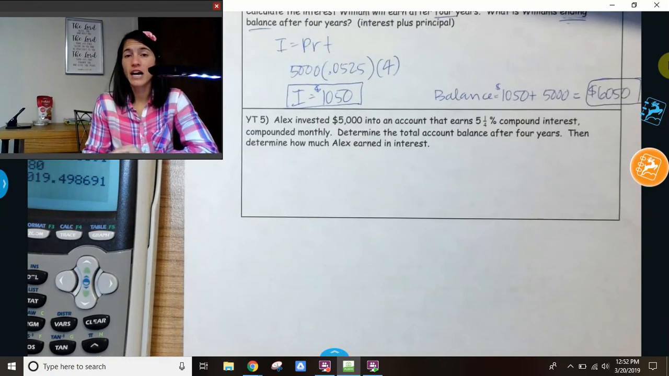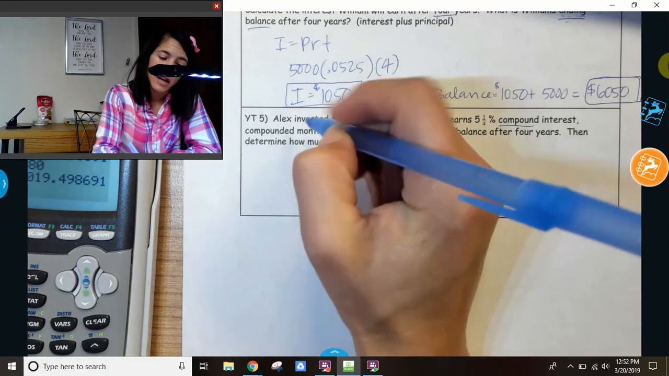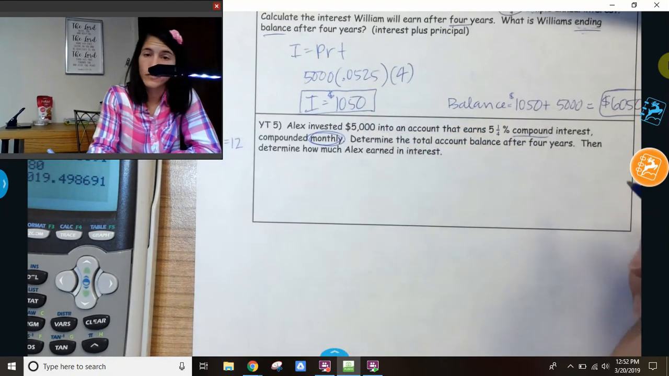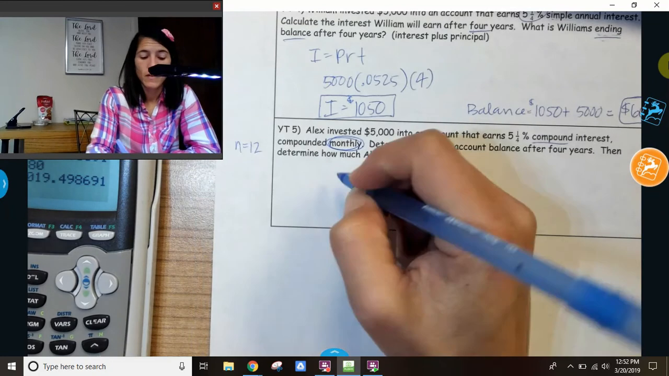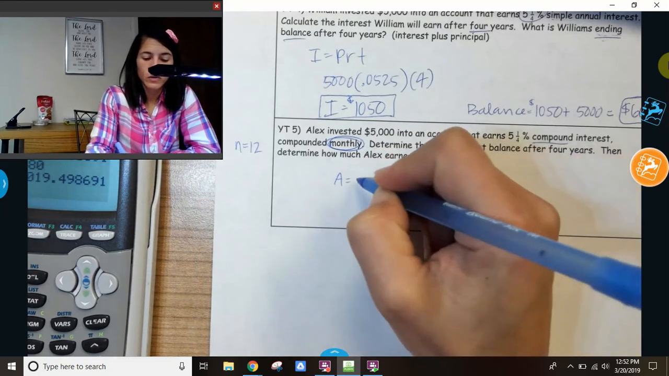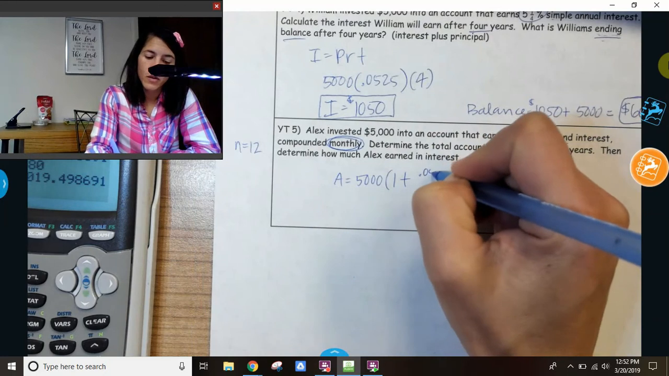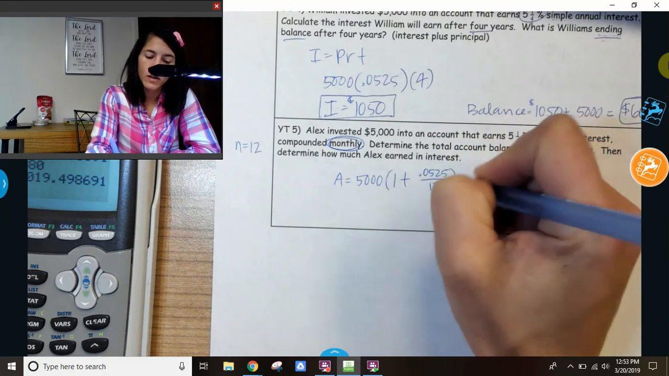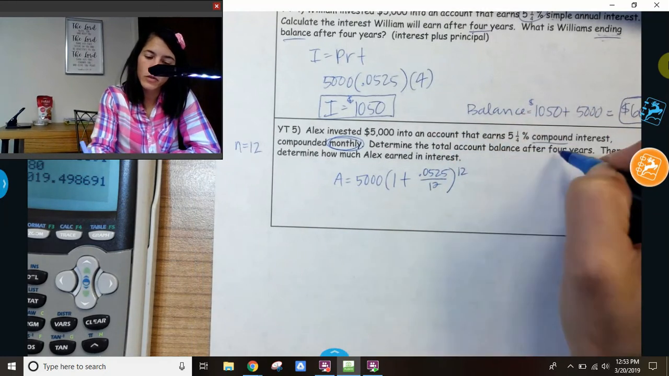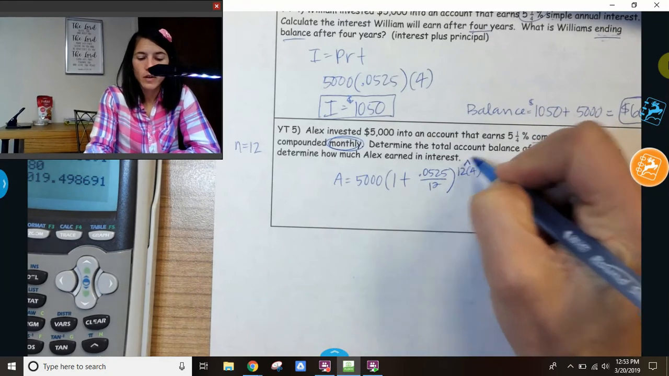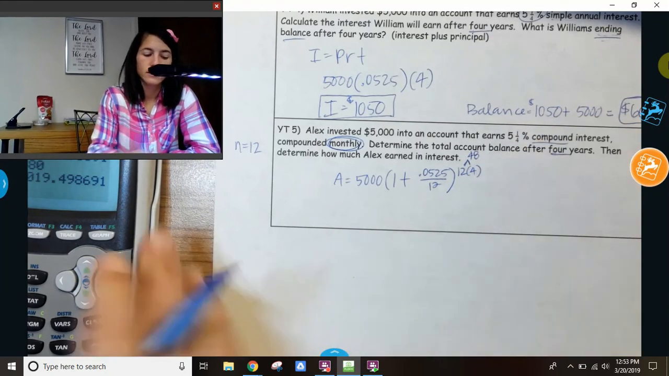And then you try 5 is compounded monthly. If it's compounded monthly, my N is 12. So A equals 5,000 times 1 plus 0.0525 over 12, to the power of 12 times 4, how many years? 4 years. So again, 12 times 4 is 48.